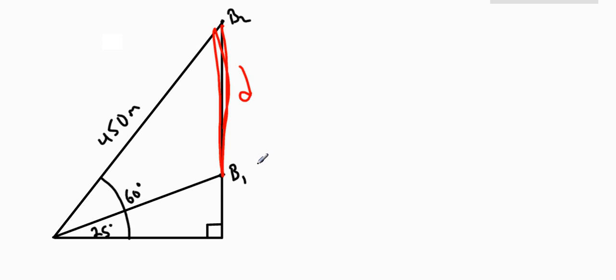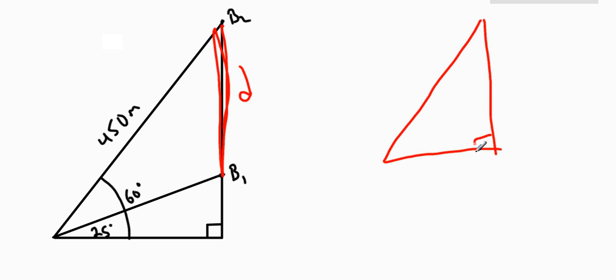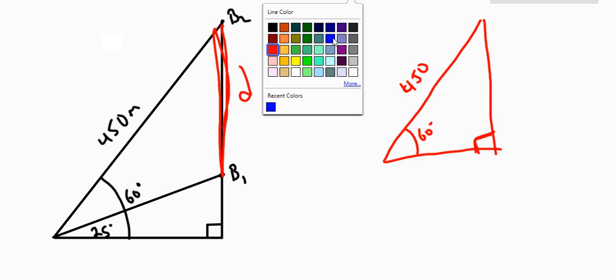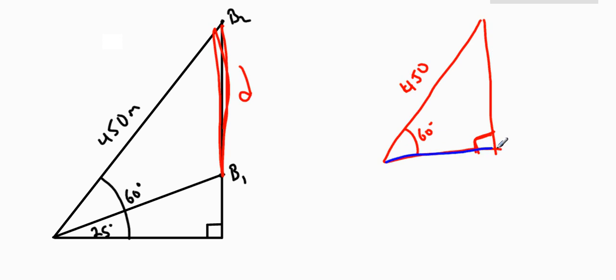So I wonder what we can do. Let's have a look at the entire big triangle for a second. If I look at the whole triangle, I know that this is 450, and I know that this is 60. Now, again, because of this right angle, that means I can solve for this distance and this distance. Now, do I want to?